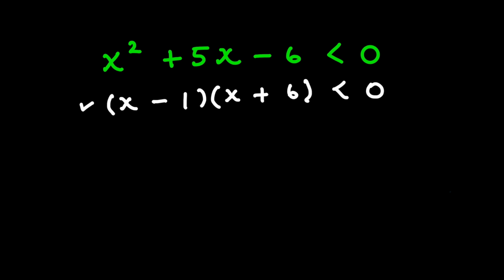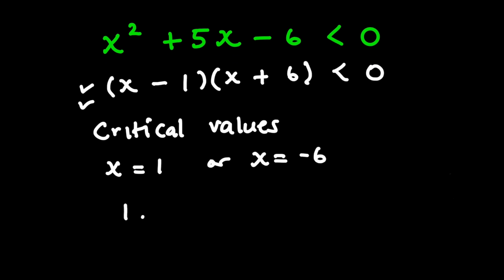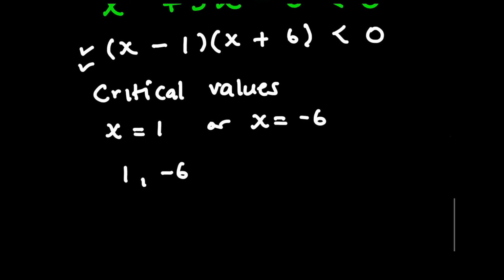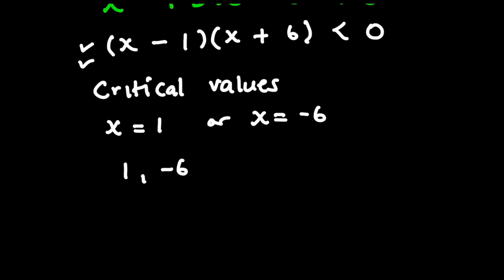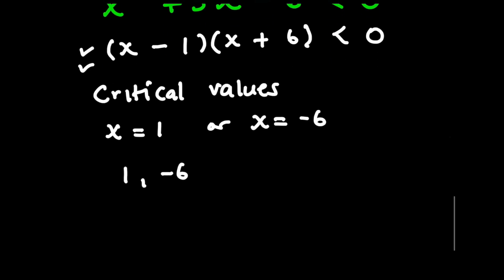Okay, so when you are solving quadratic inequalities, first of all, you should know what your critical values are. From this step, the critical values will be x equals 1 and x equals minus 6. So it's actually 1 and minus 6. We're going to solve this quadratic inequality in two ways.